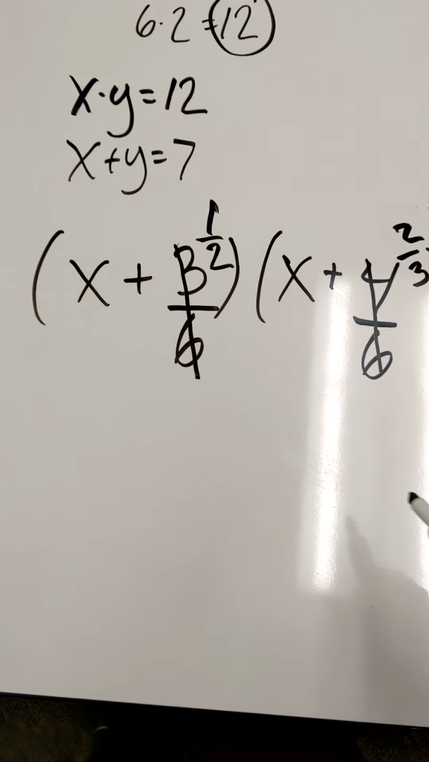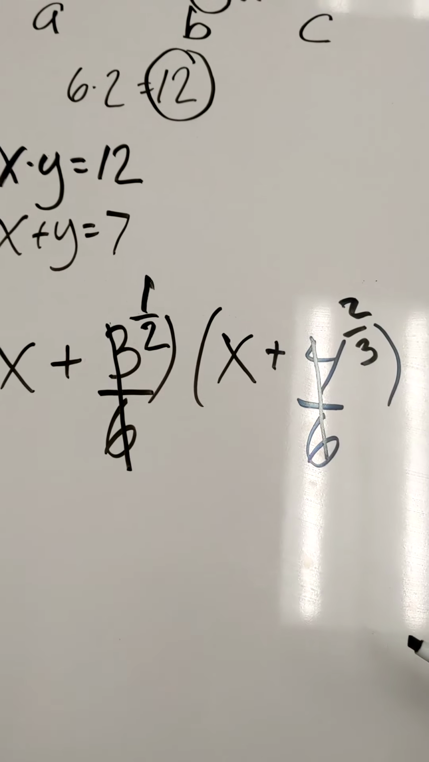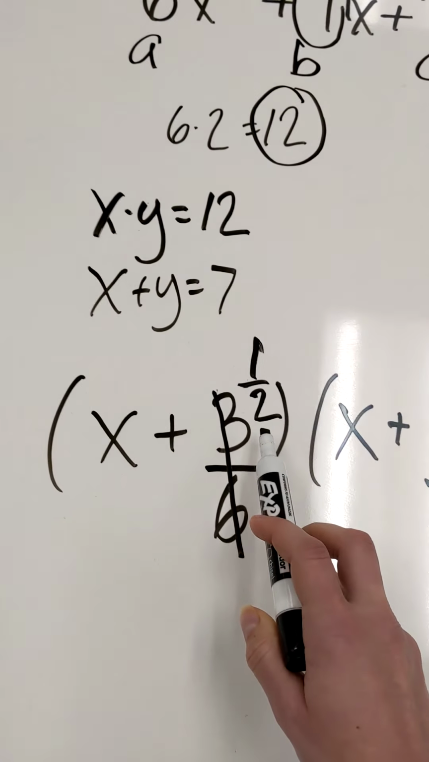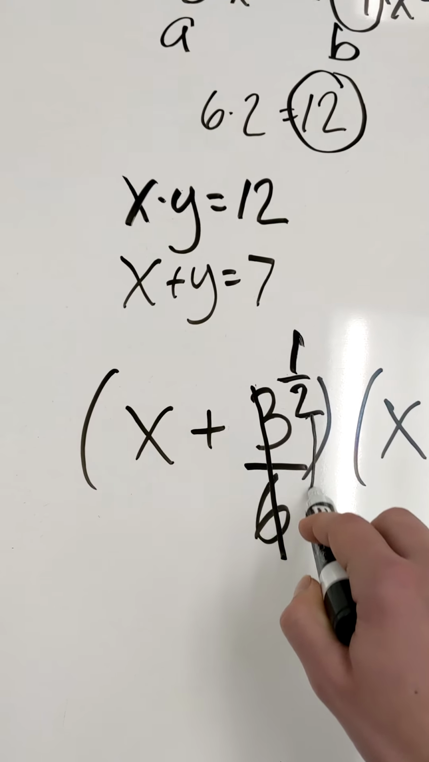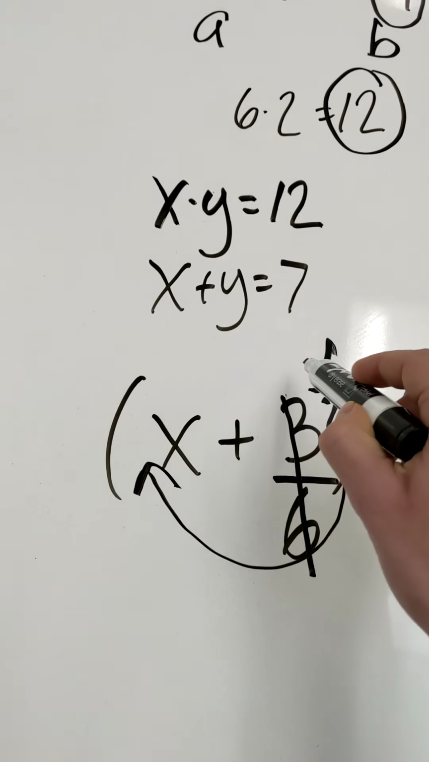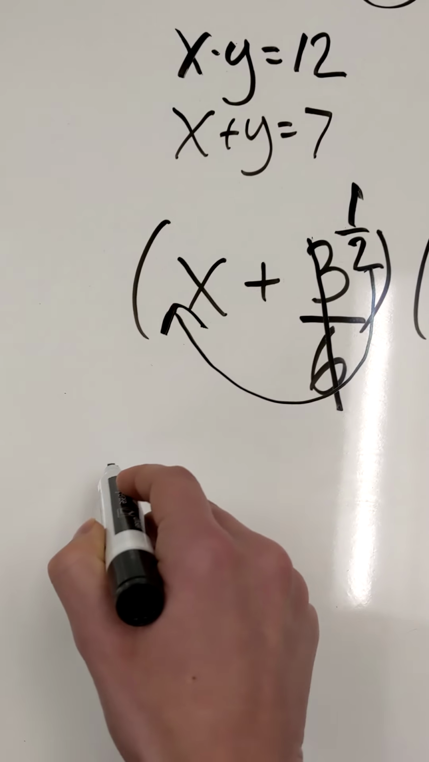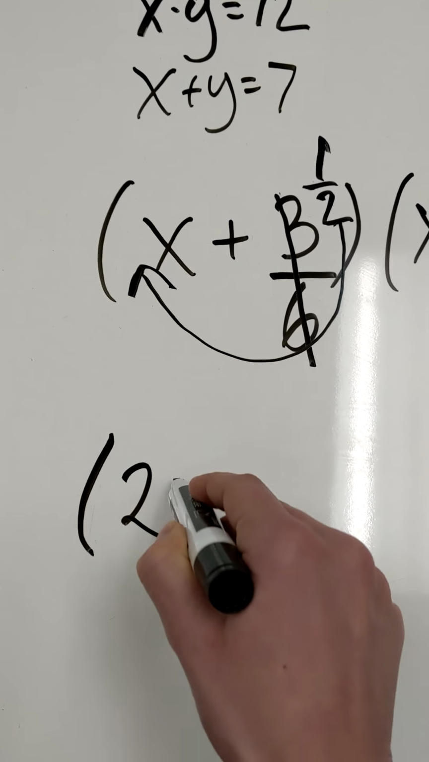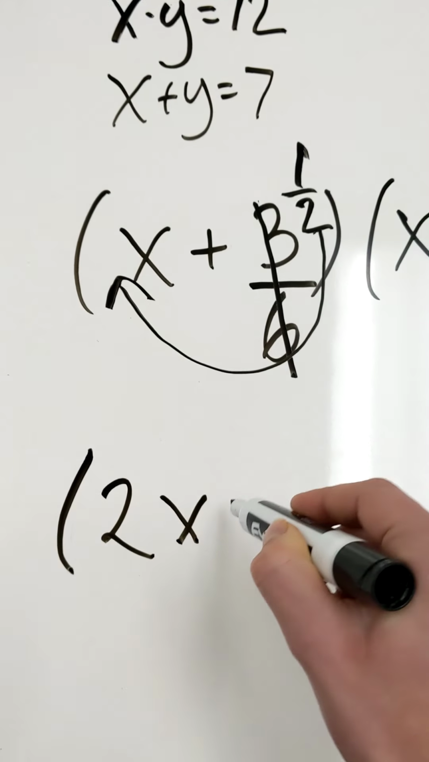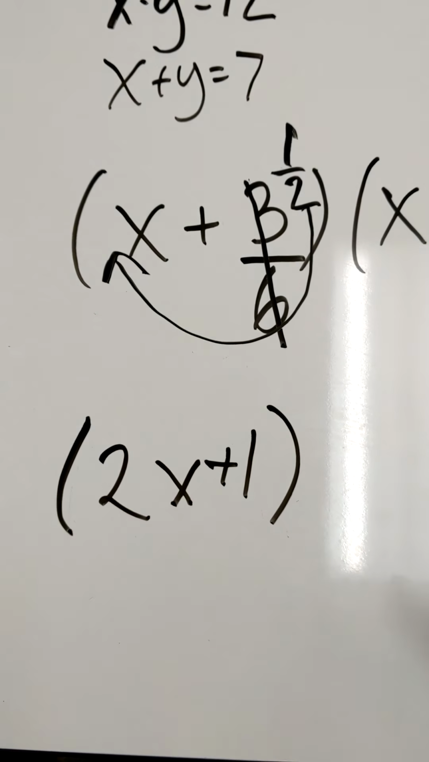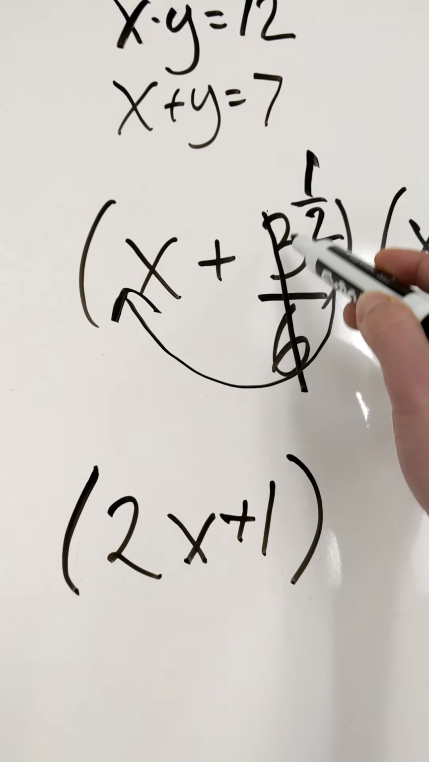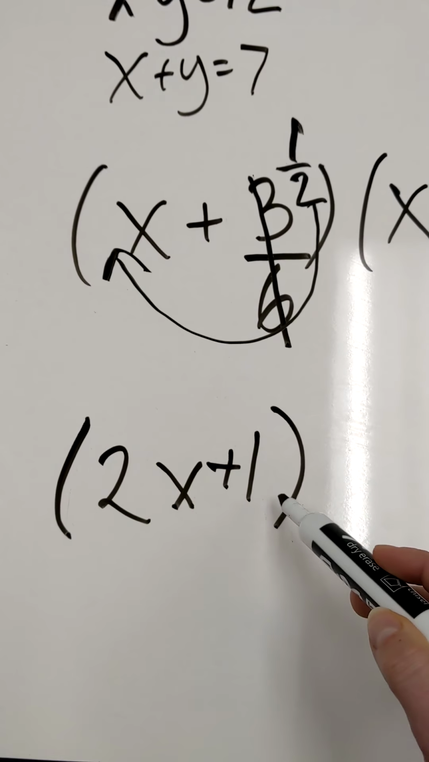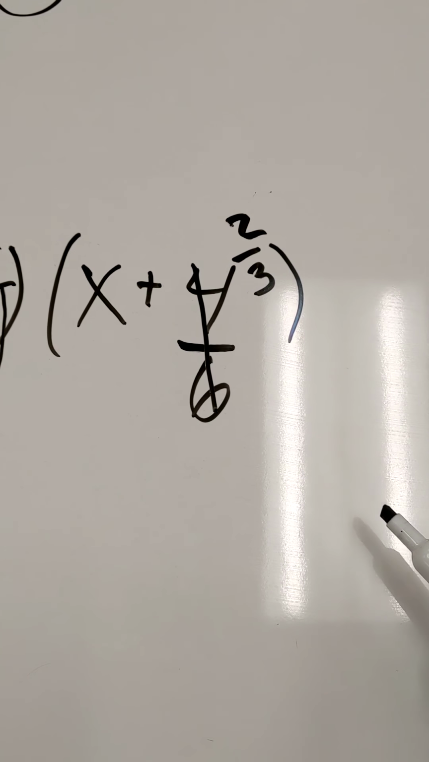Okay. Now, in both of these cases, we still have fractions, and that's not okay. So what needs to happen is you're going to take the denominator of your fraction, the bottom number, and it needs to slide in front of x. And your numerator is going to stay where it is. So in this case, we're going to have 2x and then plus 1. We took the denominator and put it in front of x. We took the numerator and kept it where it was. So 2x plus 1.